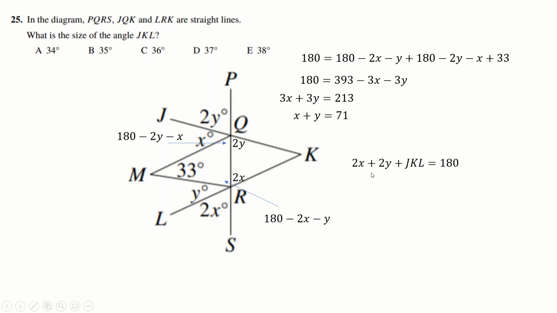And now, okay, sure, I don't know what x and y are, but I know x plus y is 71 from the first triangle I looked at. So therefore 2x plus 2y is 142, doubling them up. And I can just replace this 2x plus 2y with that figure there. And of course then I can get my answer of 38. A really tough question, I thought.